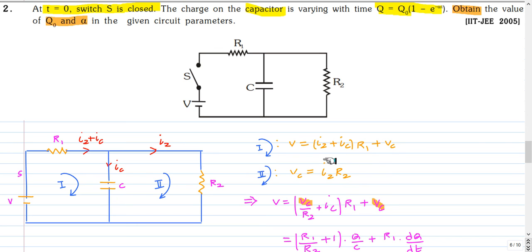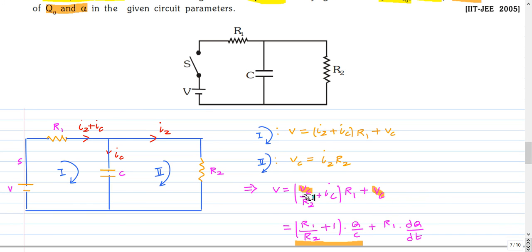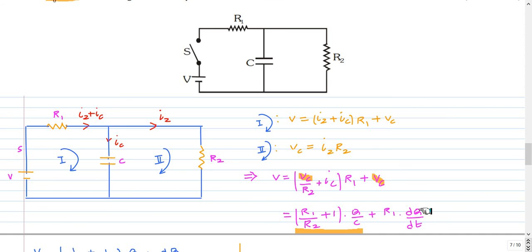So we can eliminate I2 from these two equations. From the second equation we get I2 as Vc by R2. Using that in the first one we get V equal to Vc by R2 plus IC into R1 plus Vc. So we can combine Vc terms, and Vc is Q by C, because for a capacitor Q equal to C into V. So Vc is written as Q by C. Now this is the first order differential equation, and the variables are Q and t.